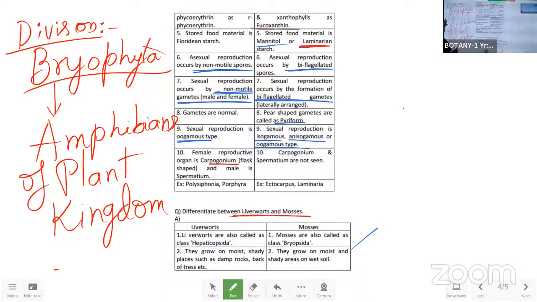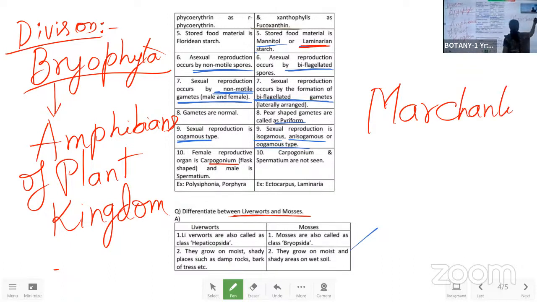Okay, so the amphibians of the plant kingdom are the bryophytes, belonging to the division Bryophyta. All those are the amphibians. What is meant by amphibians? The plants which can live in abundant water as well as on the soil. Those are the amphibians of the plant kingdom. So here we are going through the examples in this SQ right now. Examples are Marchantia and Funaria.